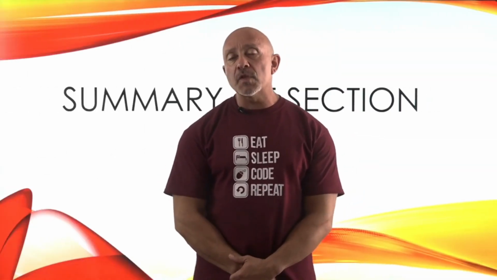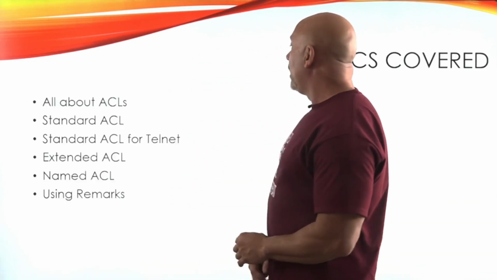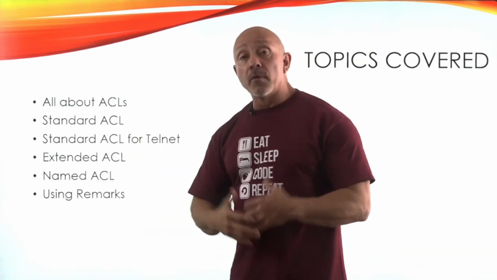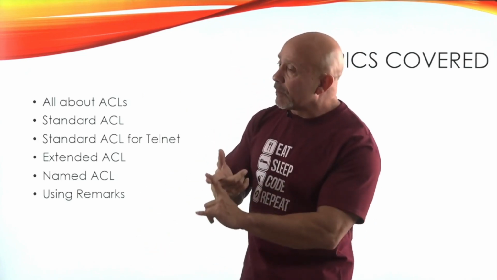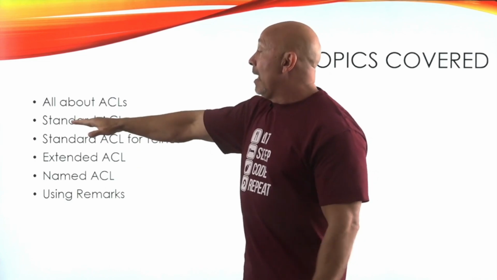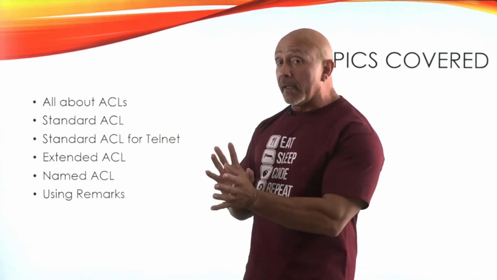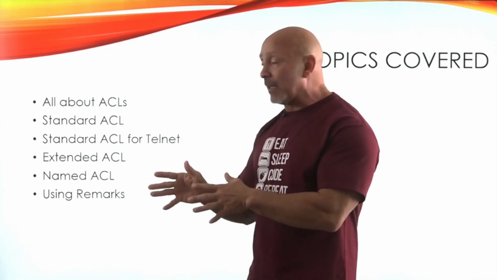Okay, we made it to the summary of the section. We're done with access lists for the time being. We learned the rules of access lists: one access list per protocol, per direction, per interface. We saw the standard access list, the benefits, right? Because we can use it for Telnet with the IP access class command.